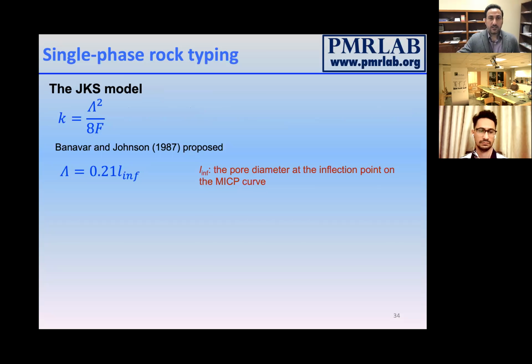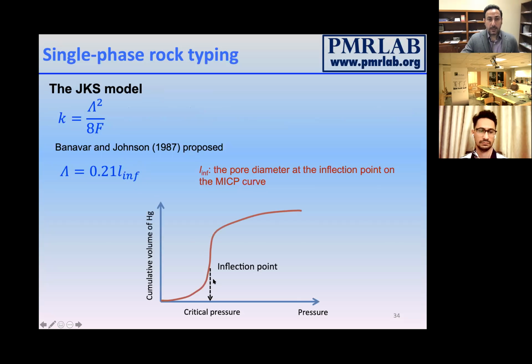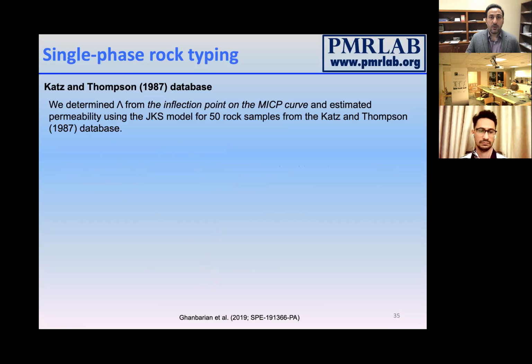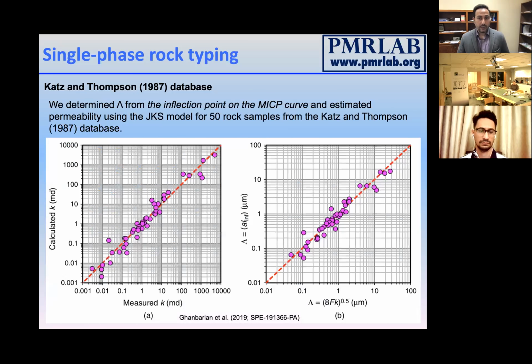Bonovar and Johnson a year later proposed another relationship to estimate lambda. They said lambda would be linked to the pore diameter at the inflection point of the MICP, with a constant coefficient equal to 0.21. We used that relationship. For the Katz and Thompson database, we have formation factor and the inflection point, and we found pretty accurate permeability prediction over almost 6 orders of magnitude, as you can see.